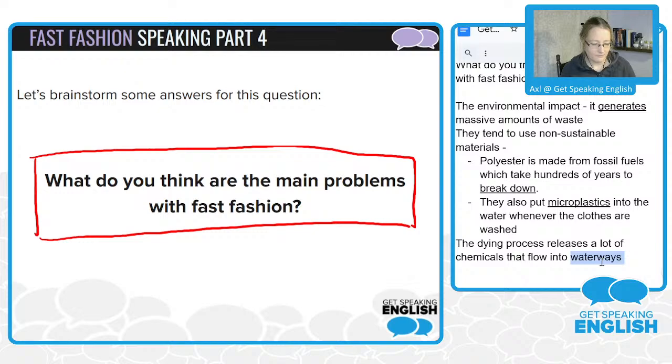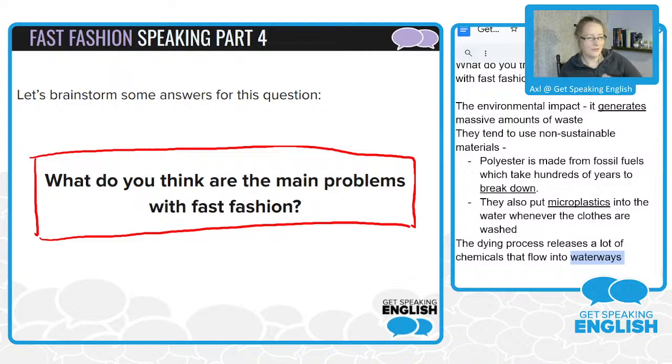Maybe they can reuse materials. Yeah, so we'll talk about maybe how to fix some of these problems in a second. But being able to reuse some of the materials could definitely be a solution, right?